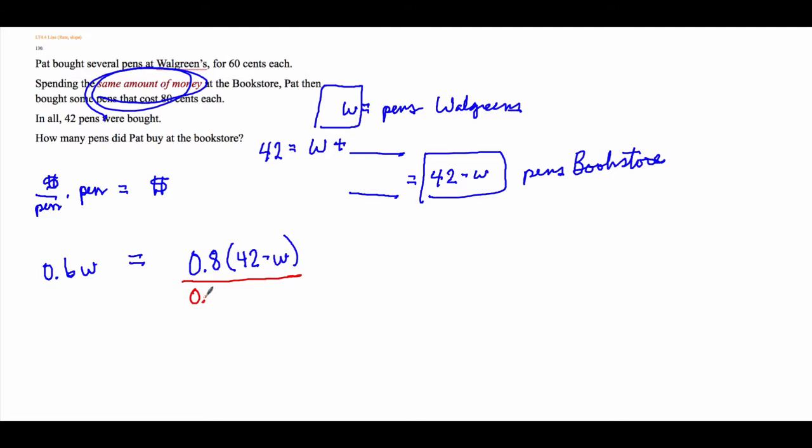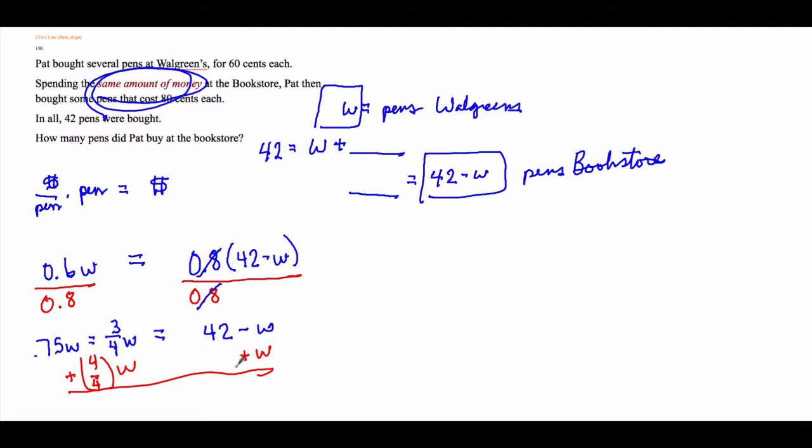Now, I want to get rid of the parentheses, but I also want to get rid of the variables. I'm going to do this division first. Can I do that? I don't have to distribute first. I could just divide both sides first. And this gives me my familiar 3 over 4 W is equal to 42 minus W. I'll add W to both sides, adding 4/4 W to 3/4 W, 4/4 being 1 W. And I get 7/4 W is equal to 42. Same as what we had before.